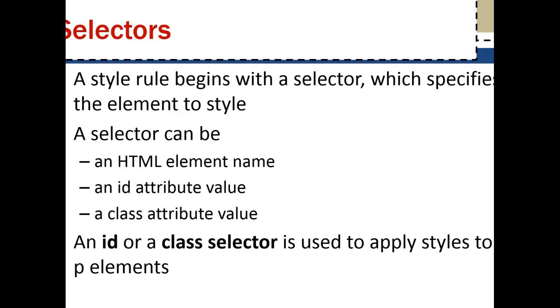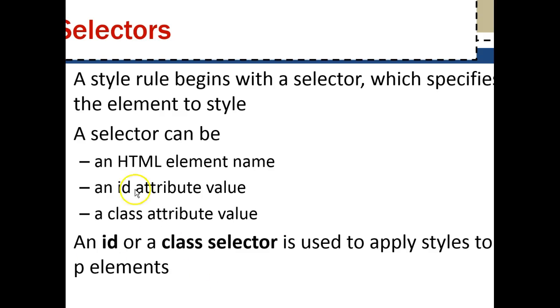The next thing that we are going to talk about is selectors. The style rule begins with a selector which specifies the element of a style. A selector can be an HTML element name, an ID attribute value, or a class attribute value. If the selector is an HTML element, we can use the element name for the selector.